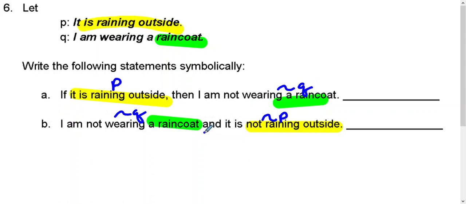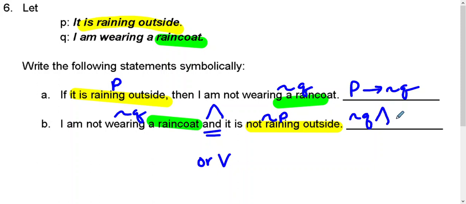The only other thing we need to remember is and. And looks like that. And if we were looking for or, it would look like that. So we can put these together into symbols here. We would have if P, then not Q. And the other one says not Q and not P.